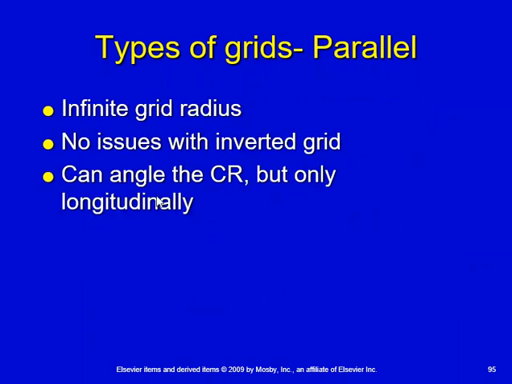The benefits of a parallel grid is that it has an infinite grid radius, meaning you can use it at any SID. You got to keep in mind that at decreased SIDs, you're going to have grid cutoff in the periphery, but there's no reason you can't use that 20-inch SID. There's no issues with an inverted grid. If you flip it over, all the grid lines are parallel, so it works exactly the same regardless of which side is towards the tube and which side is towards the patient. So you can angle the central ray, but only longitudinally.